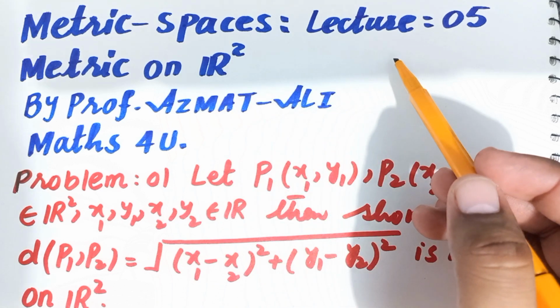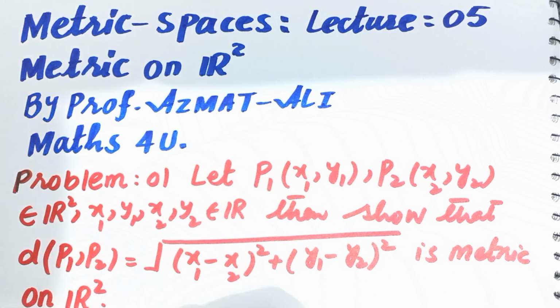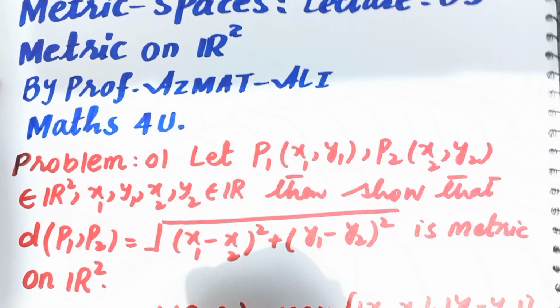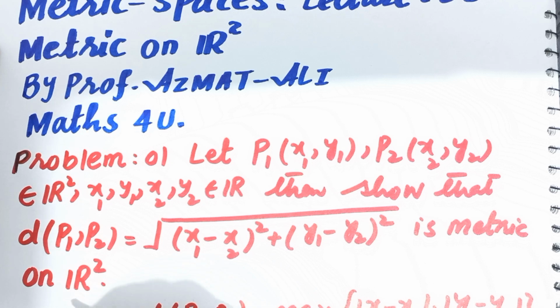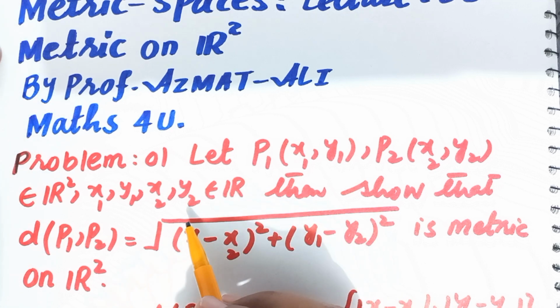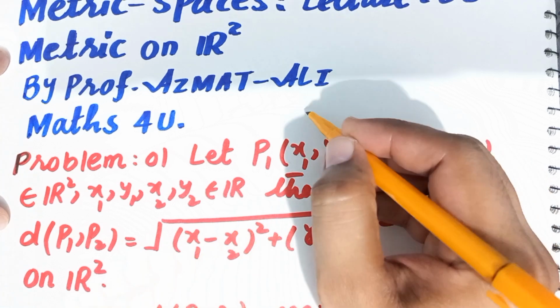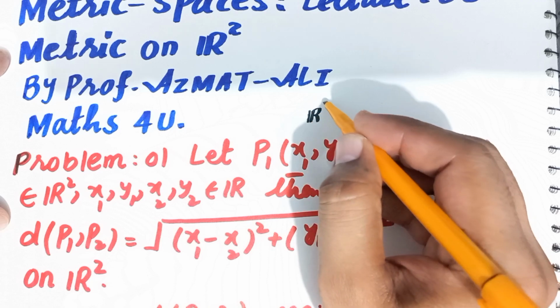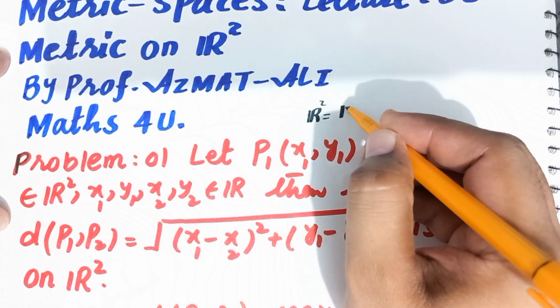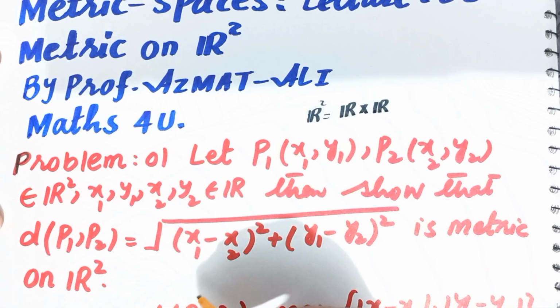In today's lecture number 5, we will discuss some problems related to metric spaces which can be defined on R square. In the previous lectures, we have discussed some important examples of metric spaces that can be defined on R. So in today's lecture, we will discuss only those metrics which can be defined on R square. R square, you know, is the Cartesian product of R with R. This is R square.